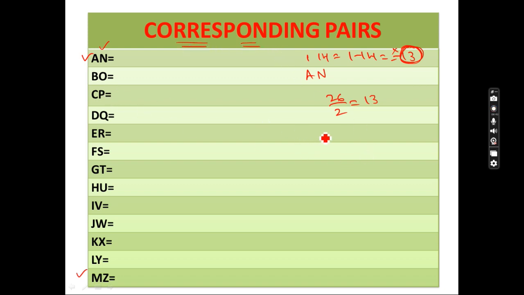Take any example. Suppose BO is there. B means 2, O means 15. Full moon, how many days do you get? 15 days. B means the second letter, 2. So 2 minus 15 or 15 minus 2, either way, you only need to see the difference amount. You may get plus 13 or minus 13, that is okay, but you need not consider the sign, just see the value. If you are getting a difference of 13, then you can say it is a corresponding pair. Now take again DQ. D means 4, Q means 17.